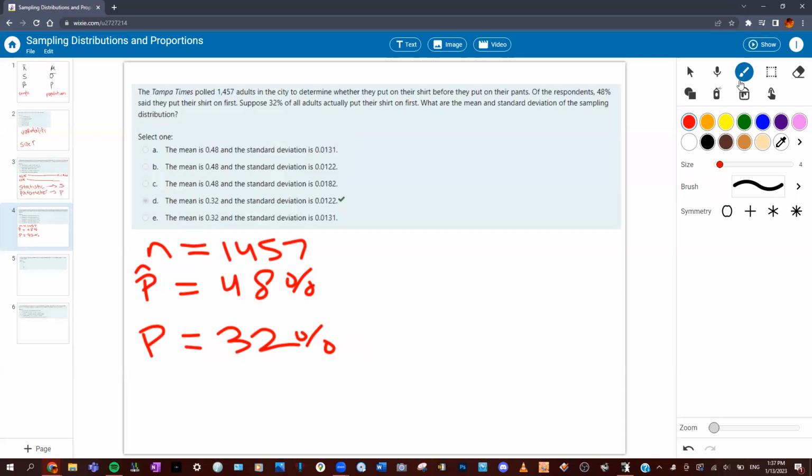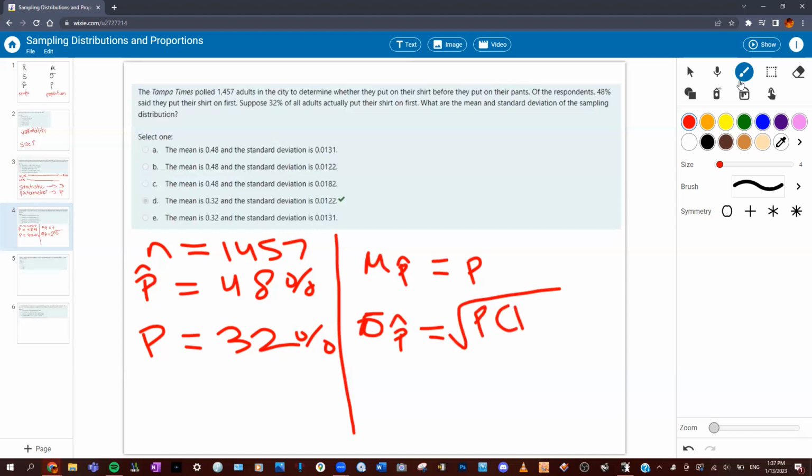Now it's asking, what are the mean and standard deviation of the sampling distribution? Well, these are two formulas that we'll have to use. The mean is always just what the actual p is. And then the standard deviation is a little bit more complicated. It's the square root of p times 1 minus p, divided by n. And 1 minus p, sometimes you might see that as q. That means the same thing. If you're going back to our probability unit, p is yes, q is no, or 1 minus p is the same thing as q. So those are the formulas we have to use.